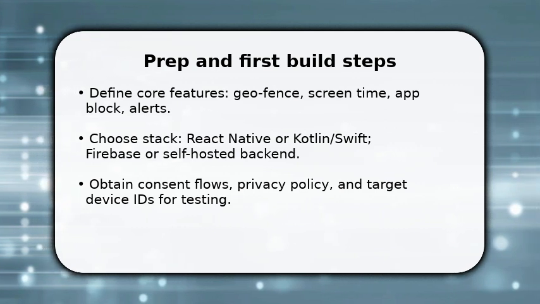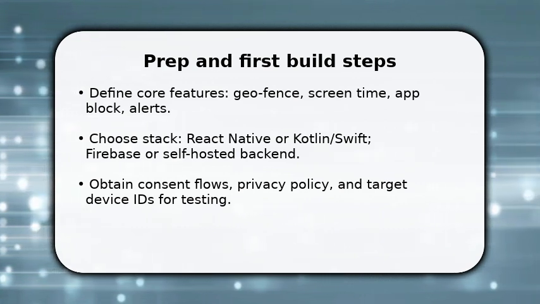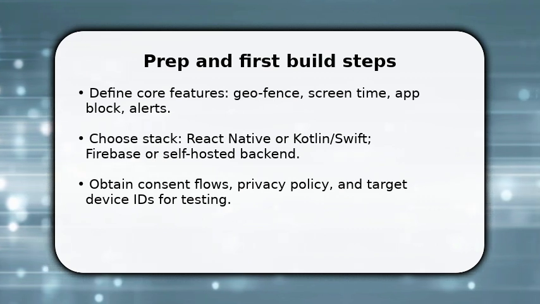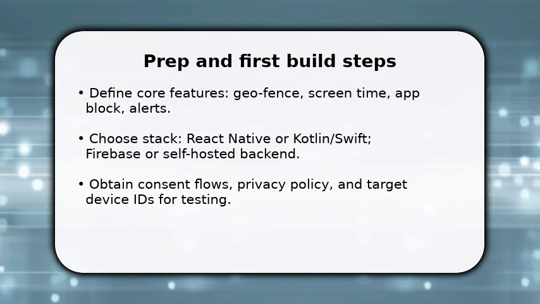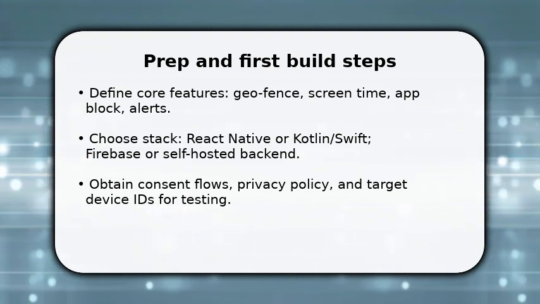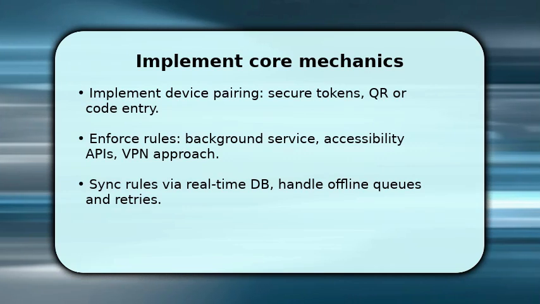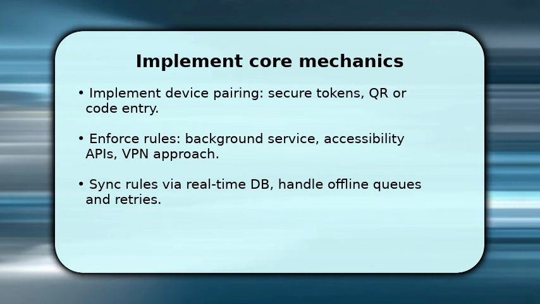Once done, implement minimal auth and a device pairing flow so you can test rules on a child device and iterate immediately. Now you implement the core mechanics. Create secure device pairing using tokens and one-time codes, and make the child device run a background service to enforce rules. Use accessibility APIs for blocking apps when allowed.